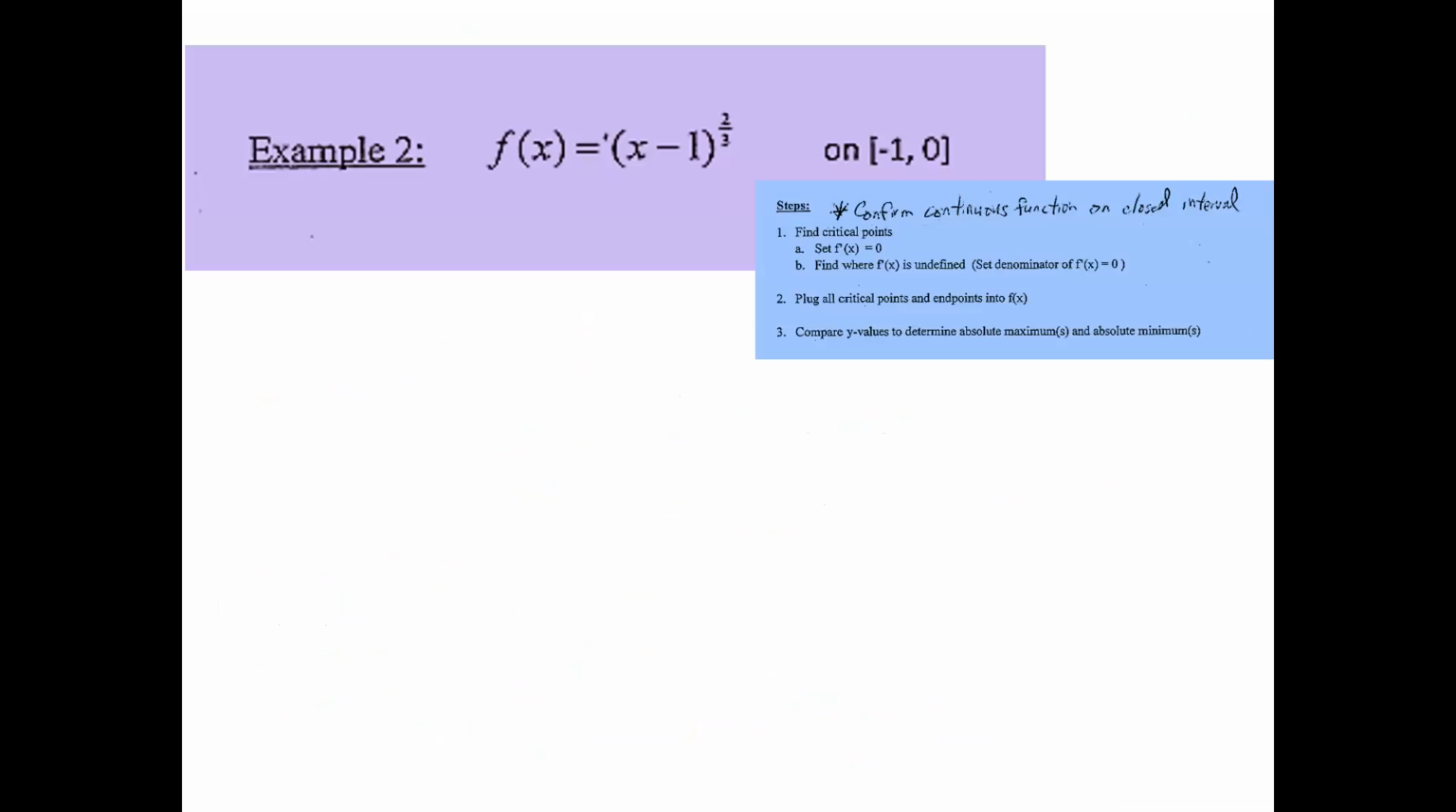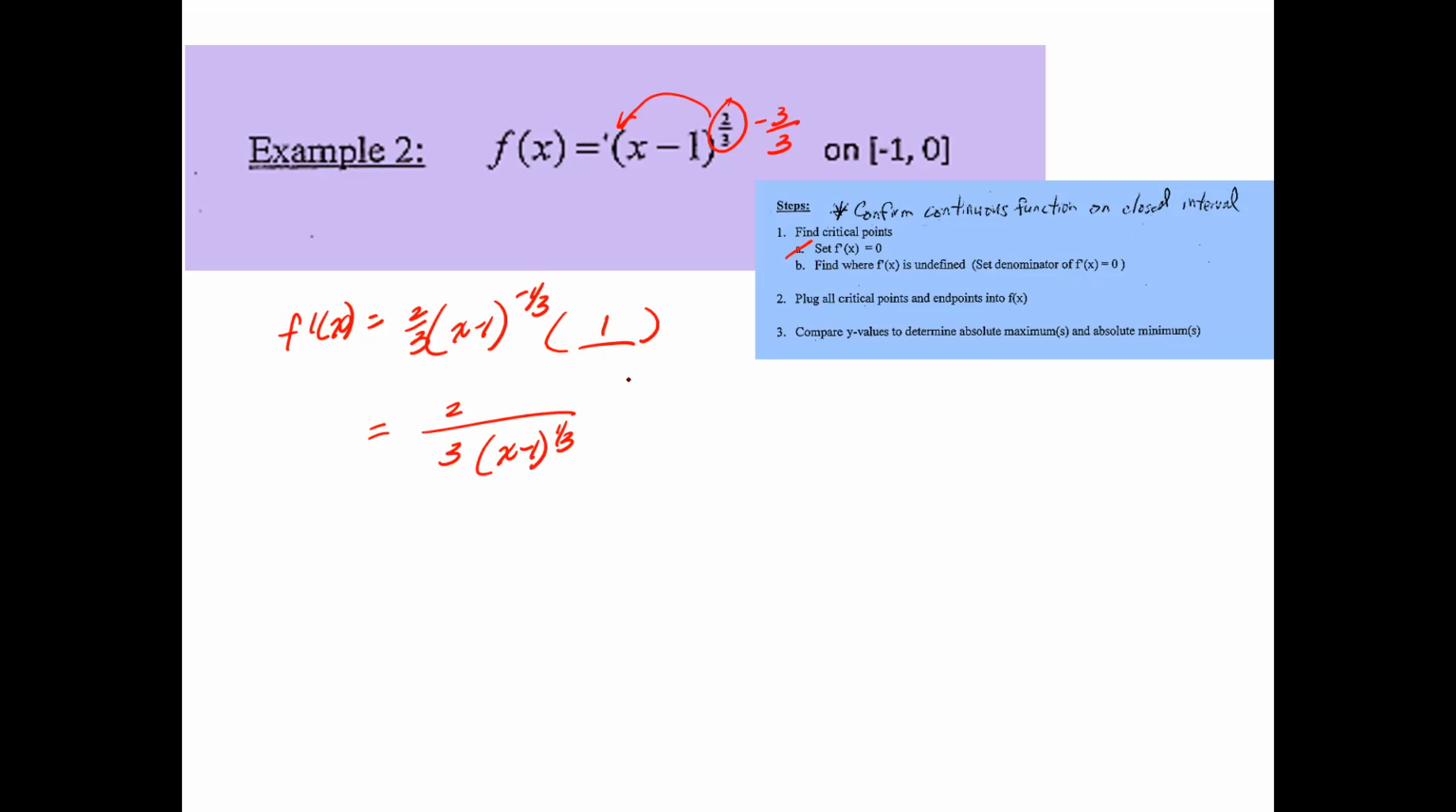Okay, let's take a look at example 2. So for example 2, going by the steps, you want to go ahead and set f prime of x equal to 0. So let's first find f prime of x. You will have to use the chain rule. So bring down the 2/3 (x minus 1) to the minus 1/3, which is 2 minus 3 over 3, times the derivative of x minus 1, which is just 1. So I have 2/3 (x minus 1) to the -1/3 equal to 0.